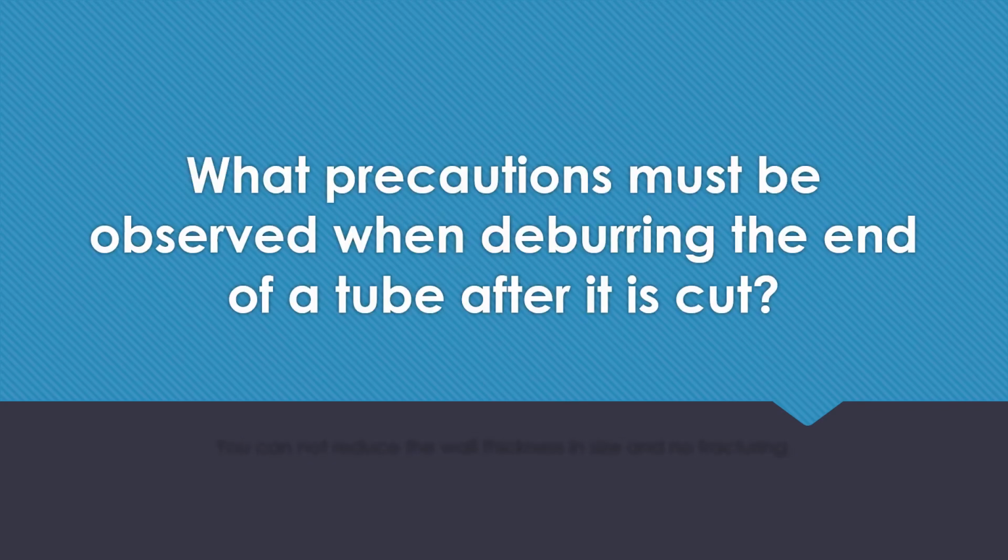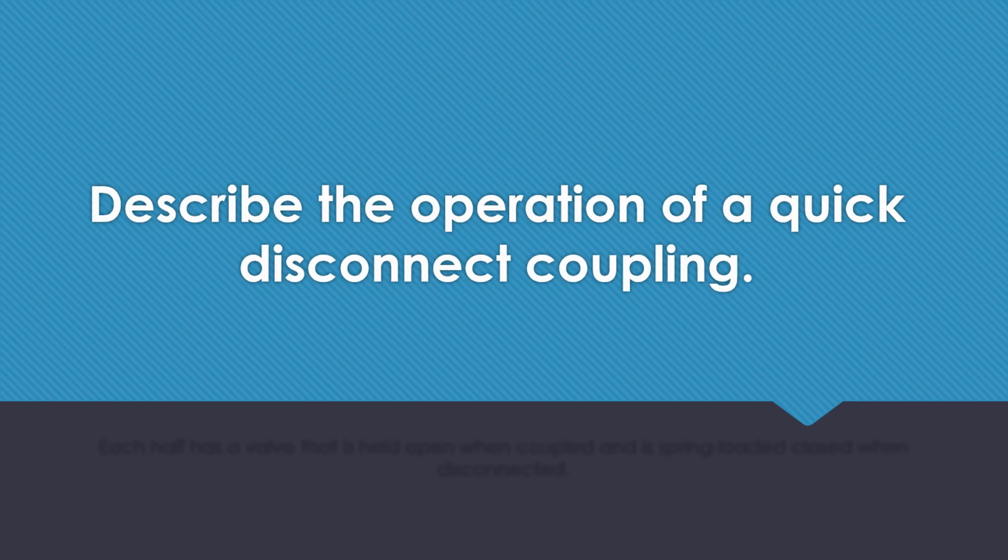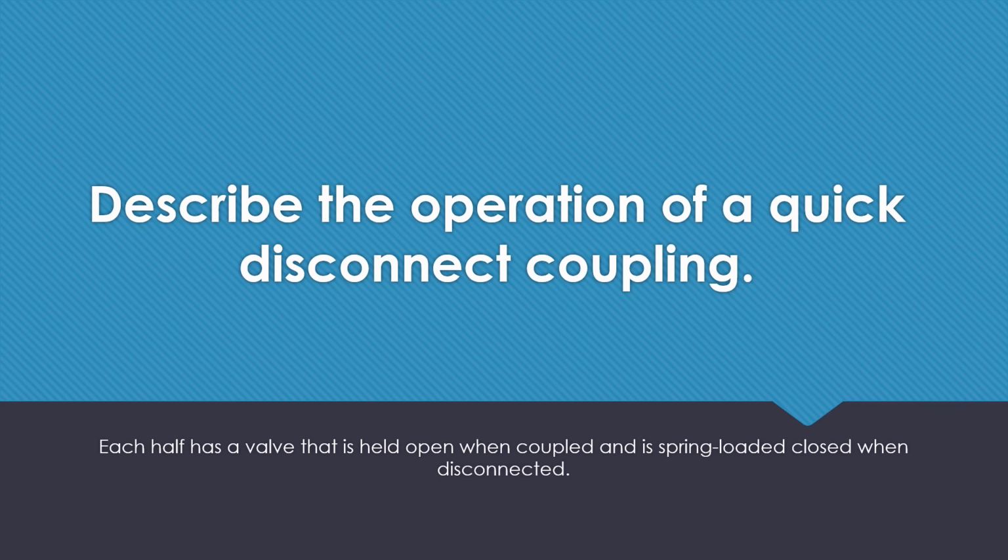What precautions must be observed when deburring the end of a tube after it is cut? You cannot reduce the wall thickness in size and make sure there is no fracturing. Describe the operation of a quick disconnect coupling. Each half has a valve that is held open when coupled and is spring-loaded closed when disconnected.